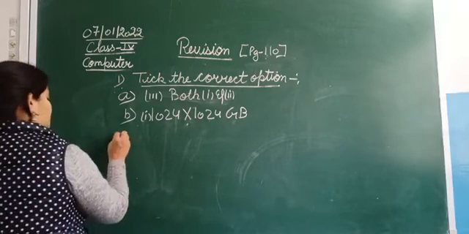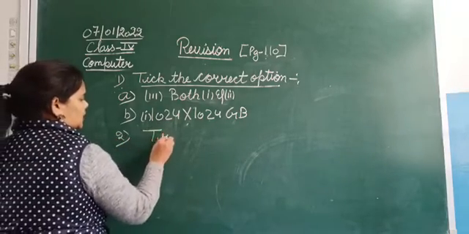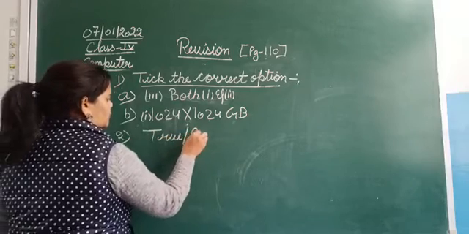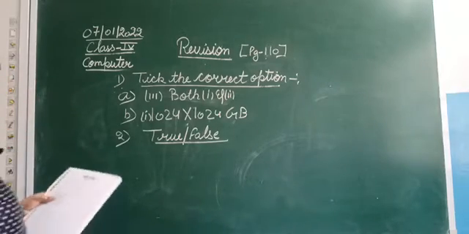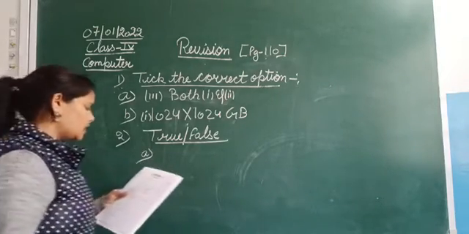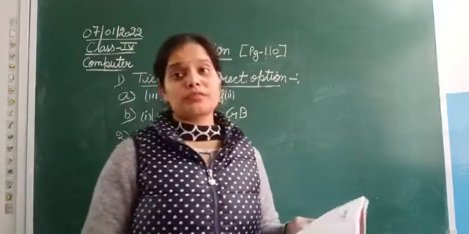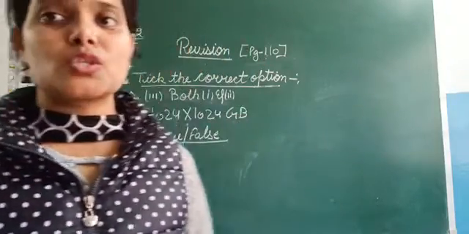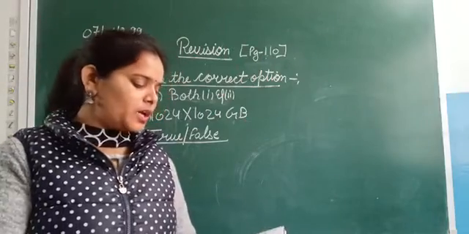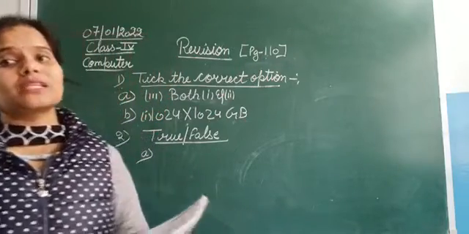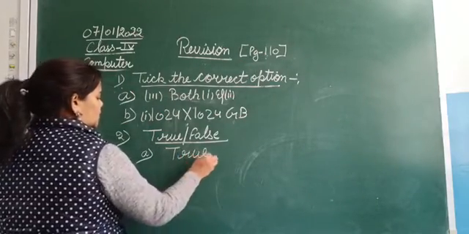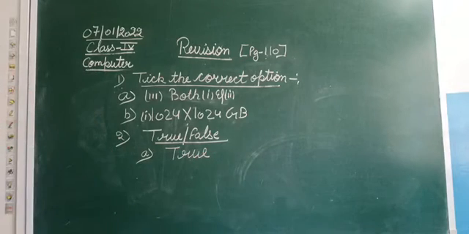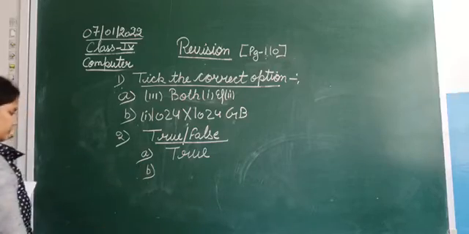Moving next to the second one, that is true false. The A1 is: a byte is the basic storage unit of a computer. So is it so? Yes, bit and byte, they both are the basic storage units of a computer. So the answer for A1 is true. A bit and byte are the basic storage units of a computer. Moving to the B1.